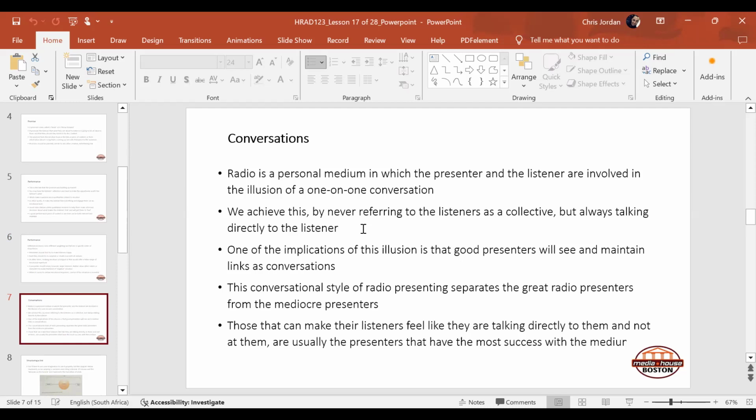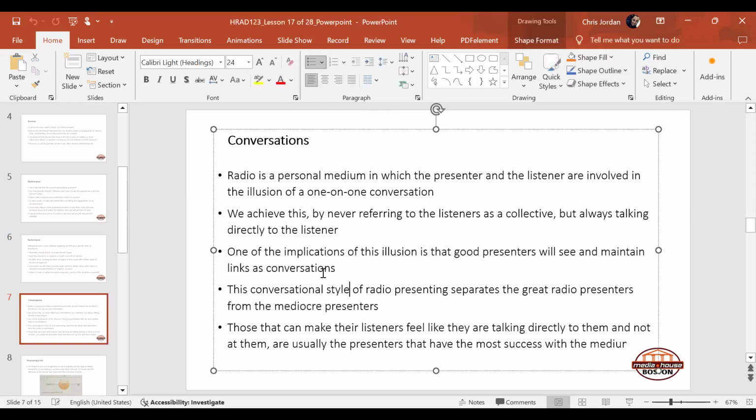We achieve this by never referring to the listeners as a collective, right? As a plural. So, not you guys, all you out there, all ladies and gentlemen. You mustn't do that, because once again, it'll change completely the construct of how you start addressing people. And it's just not the way that we do things. Singular, direct, connect. I've already explained why.